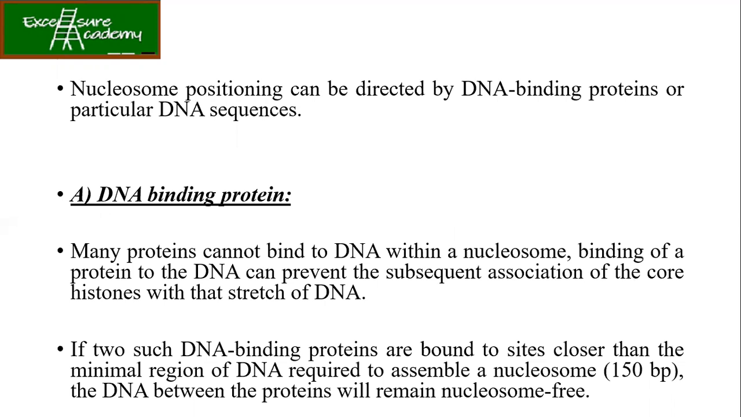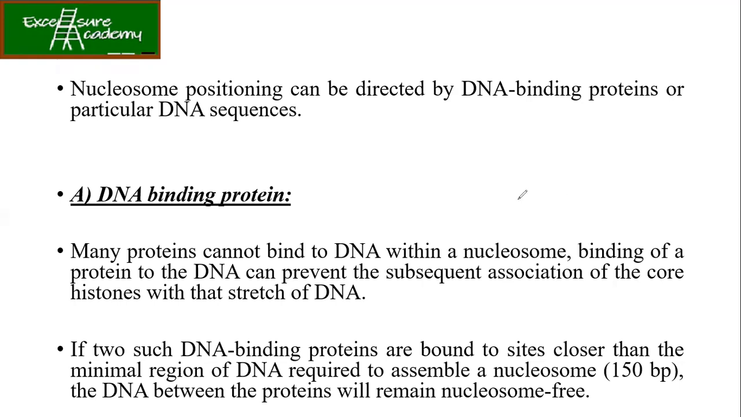So nucleosome positioning can be directed by DNA binding proteins or with the help of the particular DNA sequence. ठीक है, तो यहाँ पे हम लोग दो चीज पढ़ने जा रहे हैं कि nucleosome positioning कैसे की जा सकती है. So there are two ways. That is, first one is the DNA binding proteins. So the many proteins cannot bind to DNA within the nucleosome. So binding of a protein to the DNA, it can prevent the subsequent association of the core histones with that stretch of DNA. इसका मतलब क्या हो रहा है?